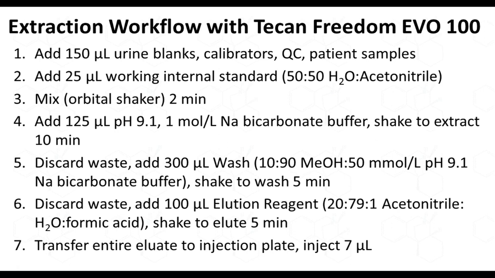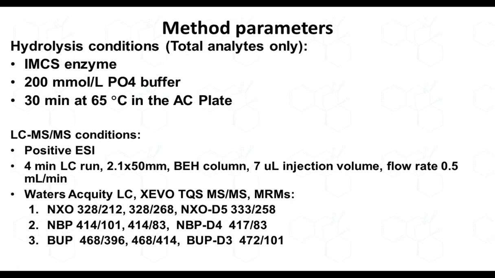Waste is discarded, and then there's a wash step, maintaining the same pH but with a little bit of methanol to remove some matrix. And then finally, after the waste is discarded, an elution step, where we have 20% acetonitrile in water, but the important component here is the formic acid, which shifts the pH to less than 2. The compounds all become protonated and then partition out of the resin back into the liquid phase. We transfer it to an injection plate and inject 7 microliters on the LCMS.